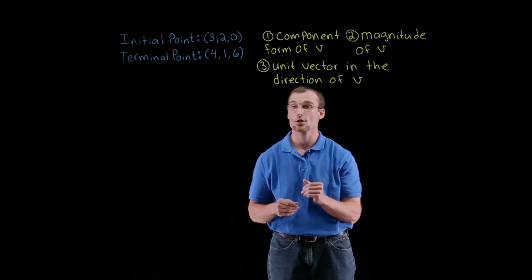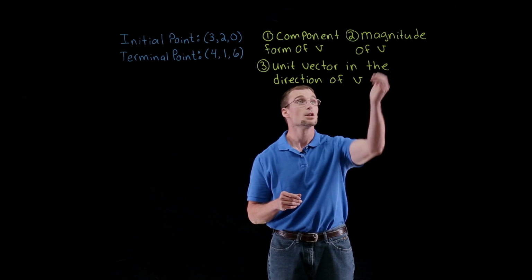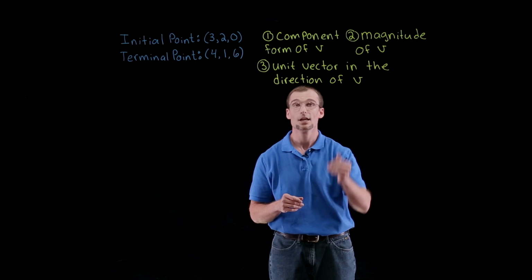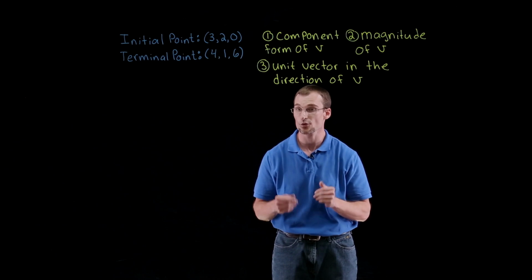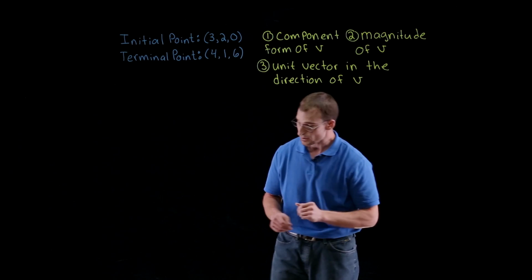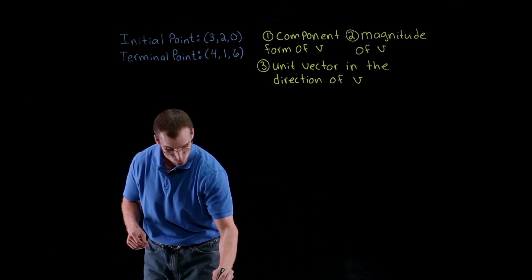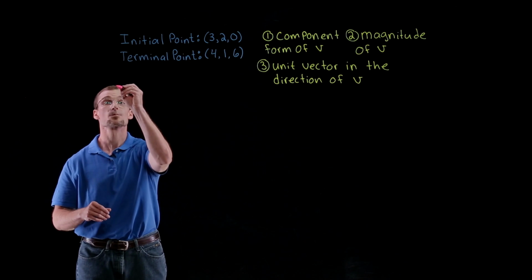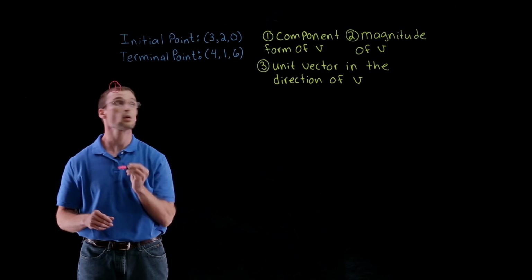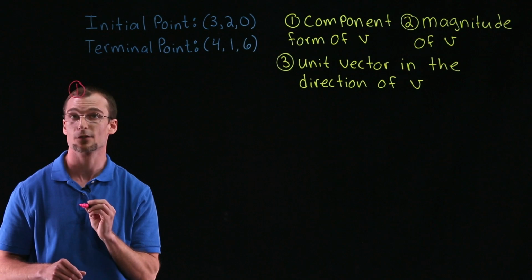For the vector with initial point at coordinates (3, 2, 0) and terminal point (4, 1, 6), we're going to be finding three things. Number one, we'll find the component form of the vector v. Two, the magnitude of the vector v. And three, we'll find a unit vector in the direction of the vector v. So let's start with number one, where we want to find the component form of the vector v.